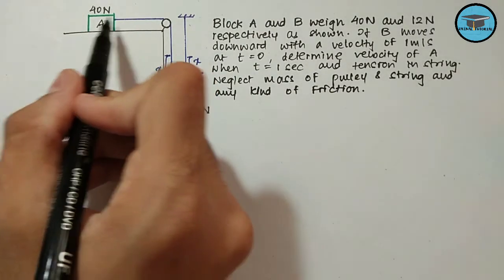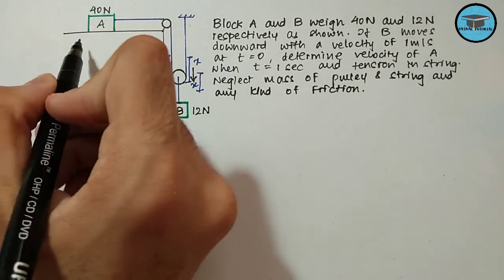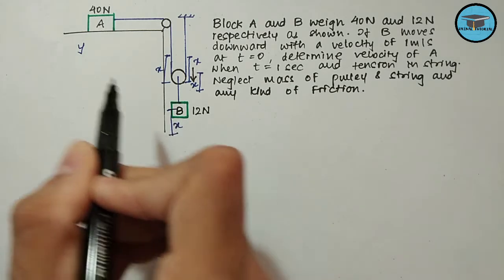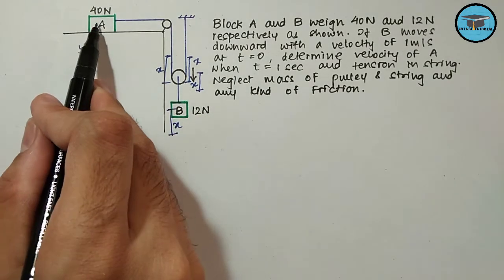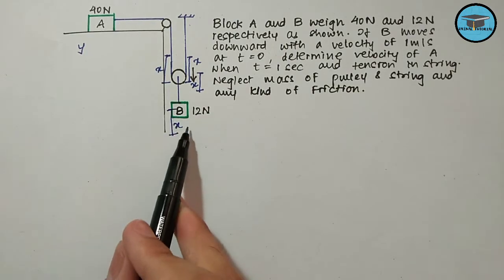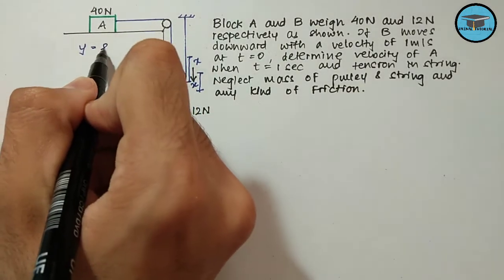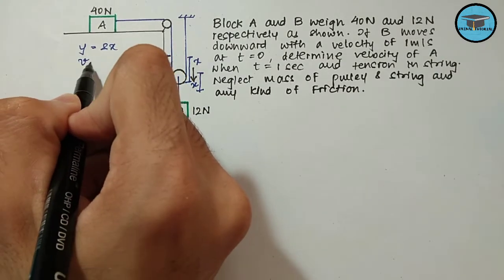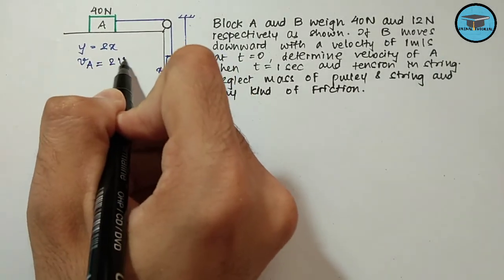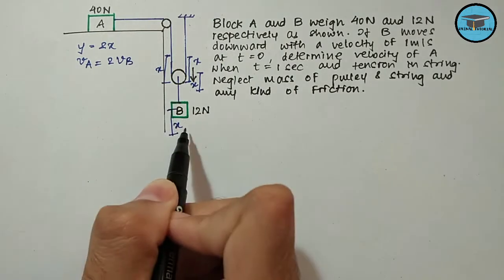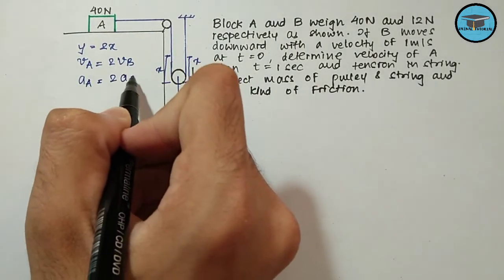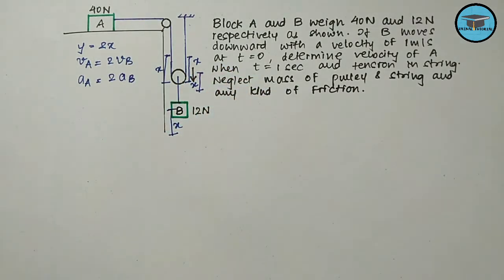Let us consider that the displacement of block A is given by y and the displacement of block B is x. So we have discussed that the displacement of block A, that is y, is nothing but twice the displacement of block B, that is 2x. On differentiating further, we get that the velocity of block A is twice the velocity of block B. Similarly, the acceleration of block A is twice the acceleration of block B. Okay, so this is one relation that we have established.